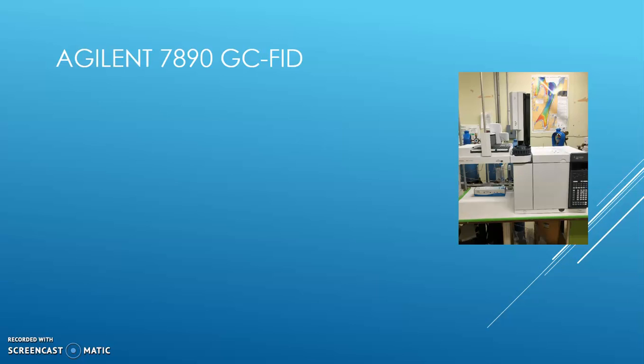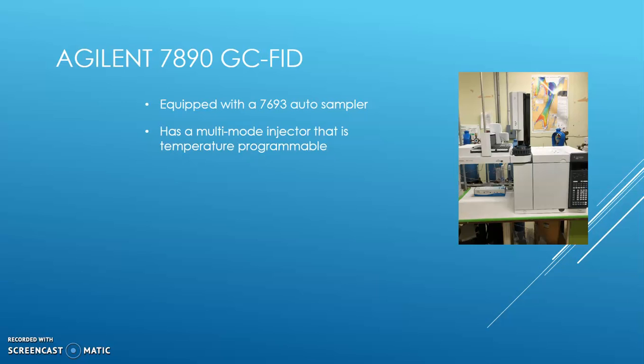Lastly, we have an Agilent 7890 GC-FID with a 7693 autosampler. This GC has a multi-mode injector that is temperature programmable. This machine, unlike others in the lab, does not have a dedicated purpose, so can be programmed for a variety of analyses. So if you have a method and a column, this machine is open for general usage.